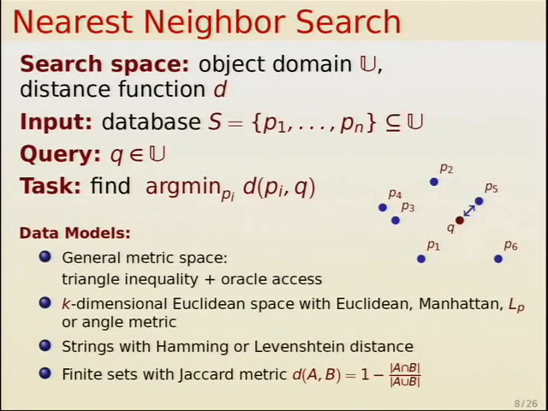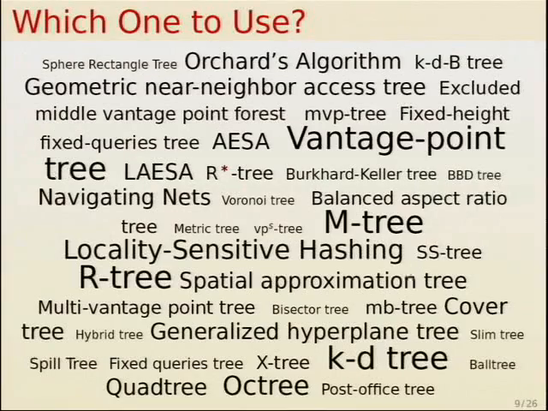OK, so what is known in theory about that? There are several algorithms, a few of them are here. And you see that once you have an application and you look at that, you are a little bit lost. You don't know what to use. For example, the geometric near-neighbor access tree was the first or the second paper by Sergey Brin. So he also participated in this competition in nearest neighbor algorithms.